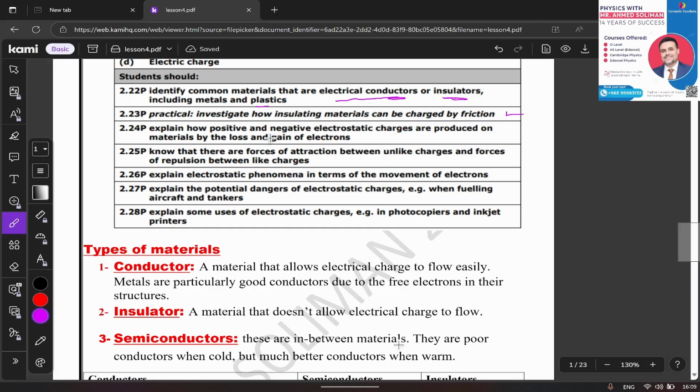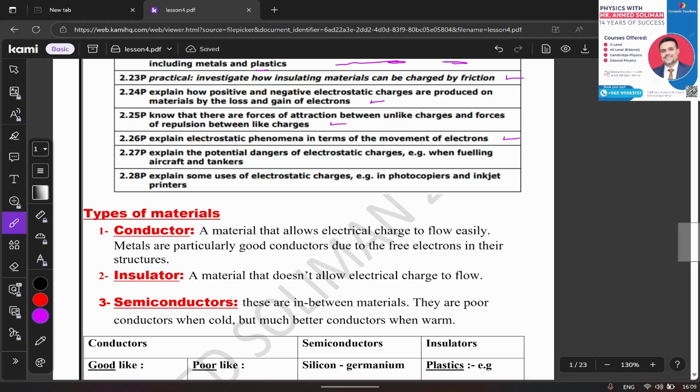Also explain how positive and negative electrostatic charge are produced on materials by losing and gaining electrons, and know that there are forces of attraction or repulsion between charges. Explain electrostatic phenomena in terms of movement of electrons. Also explain the potential dangers of electrostatic charge, for example when fueling aircraft and tankers. Explain some uses of electrostatic charge like the photocopier, inkjet printer, and also the precipitator. We will take all of this. So today we will finish all of this.